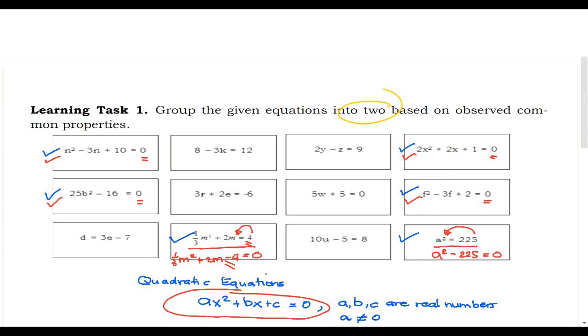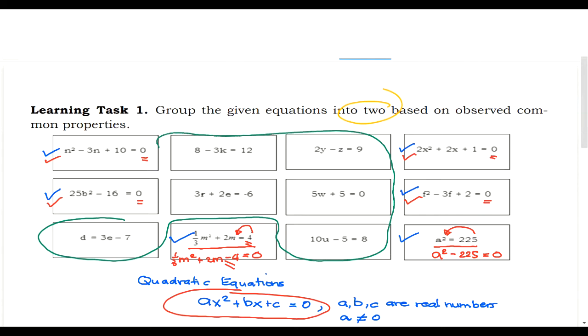Yan ang ating first group. The group of quadratic equations. What about our second group? Nasan yung second group natin? Yan yung mga equations na hindi natin na-check. Okay, nasan ba sila? Eto sila. Encircle natin yung mga hindi natin na-check kanina. That one. They are all linear equations. Why linear equations? Because they are equations of first degree.